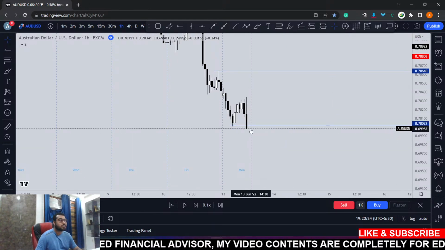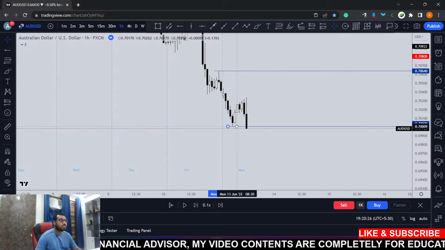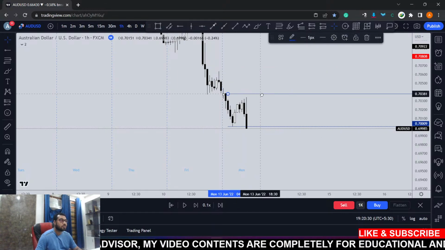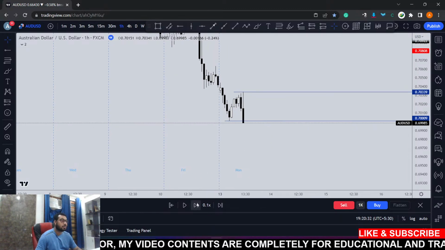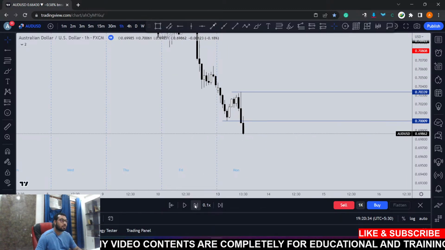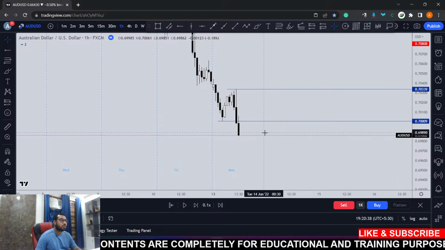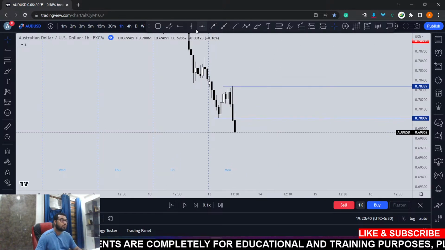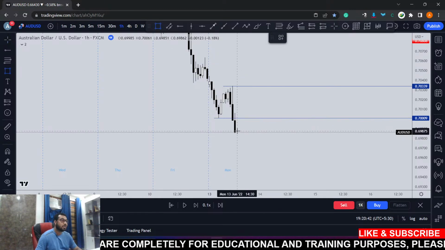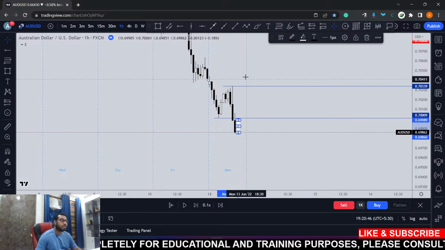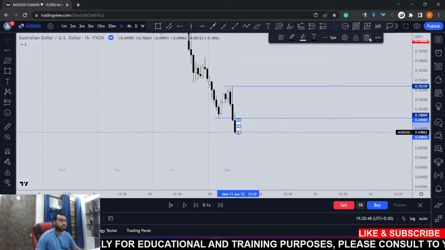This is a nice impulse, but the break is not very convincing, it just barely breaks the low. Wait for one more candle. It's quite good. If a single candle just comes up and hits my entry like this, there is a chance that it may continue its move to the upside.